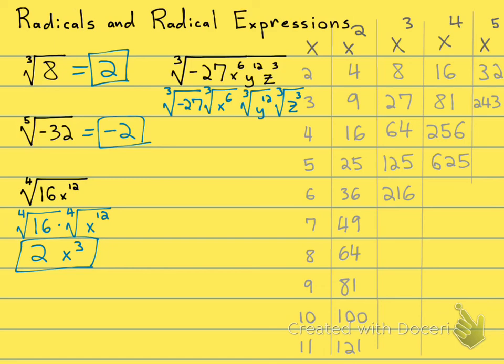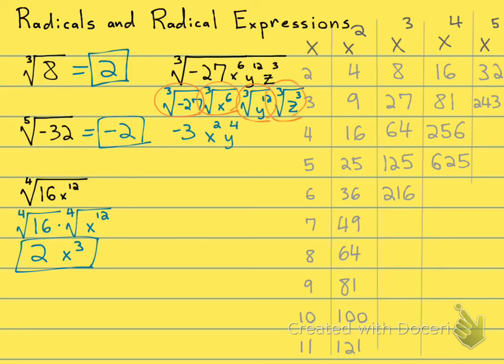Okay, now I'm going to look at every one differently. The cubed root of negative 27, this negative is okay because it's an odd index. Cubed root of negative 27 is negative 3. Cubed root of x to the 6th is x to the 2nd. All right, how many groups of 3 can I take out of here? 2 groups of 3. The cubed root of y to the 12th, how many groups of 3 can I take out? 4.